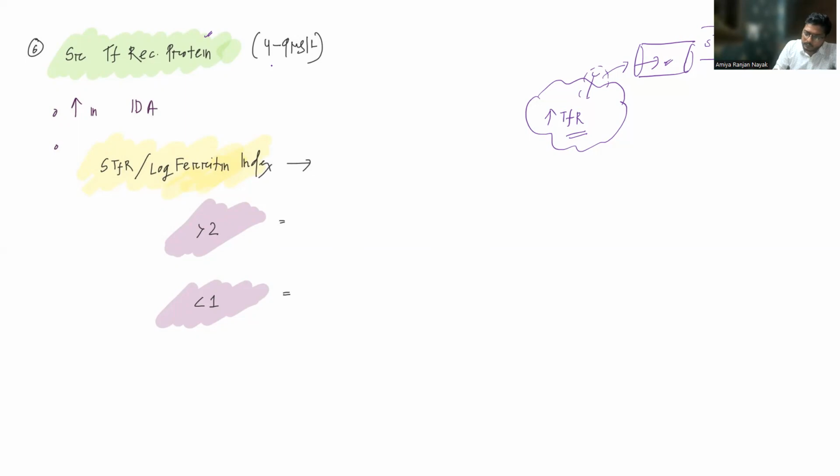The normal value is 4 to 9. These numbers are not important, but just remember the concept: soluble serum transferrin receptor proteins are increased in iron deficiency anemia.